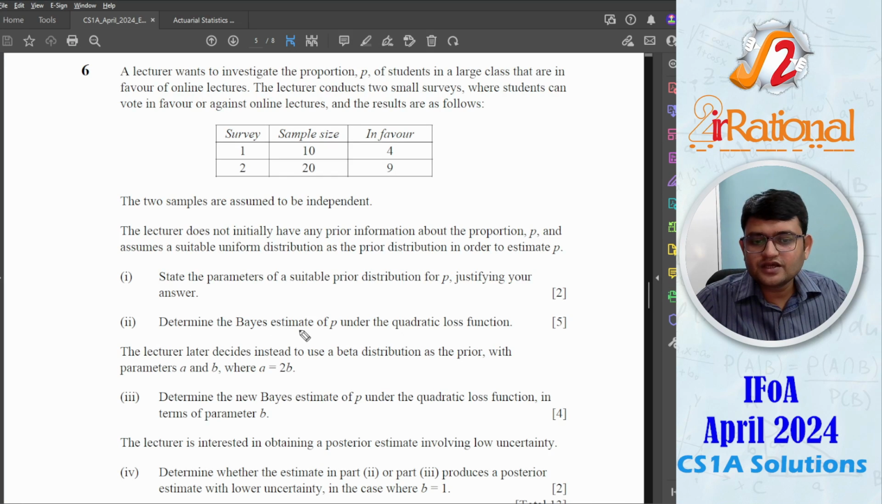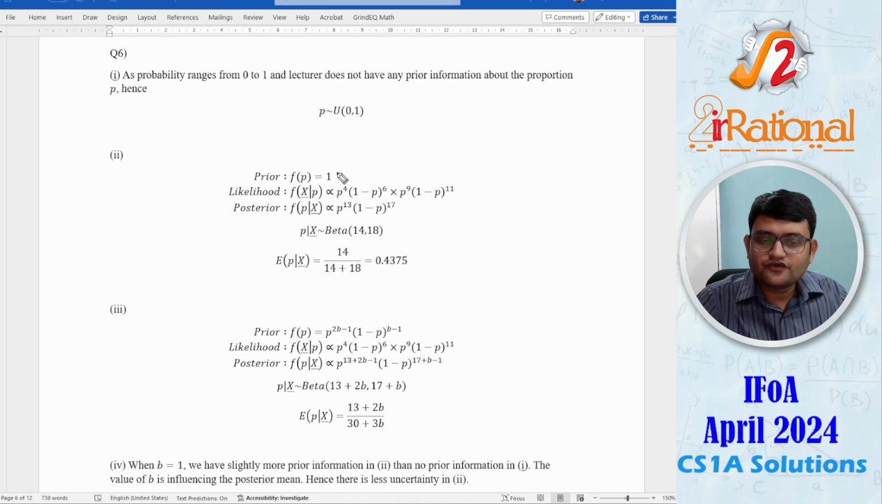Second part, determine the Bayes estimate of P under the quadratic loss function. So we'll have to find the mean and of course the posterior distribution. We had a uniform distribution, hence the prior is going to be just 1. For likelihood, we had two samples of binomial. So P raised to success, 1 minus P raised to failure. Then again P raised to success times 1 minus P raised to failure. I have taken proportional to, so that is why I have removed all the constants.